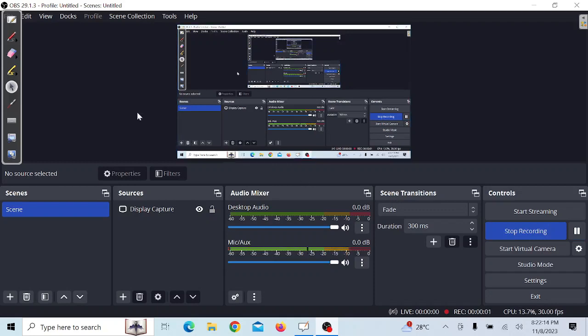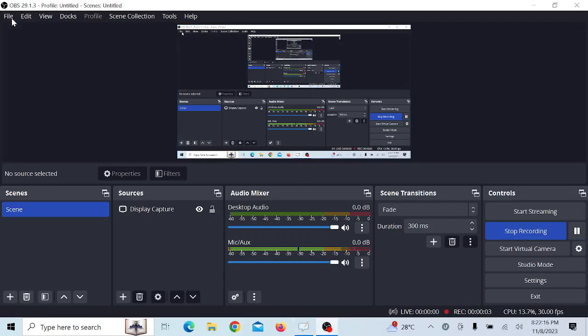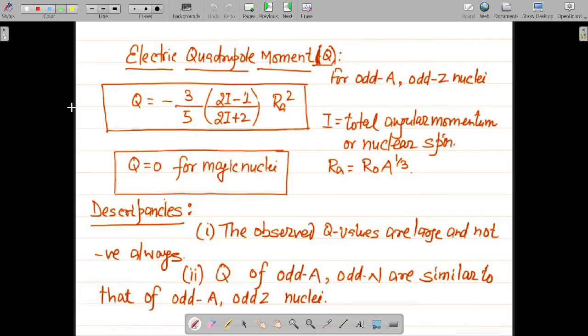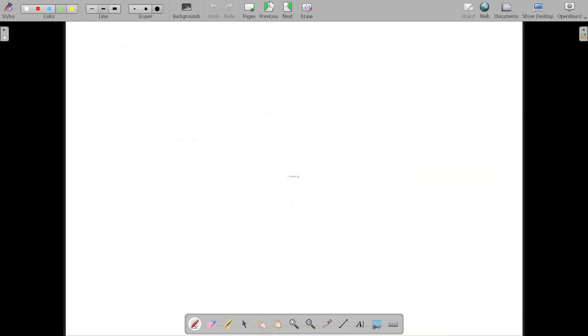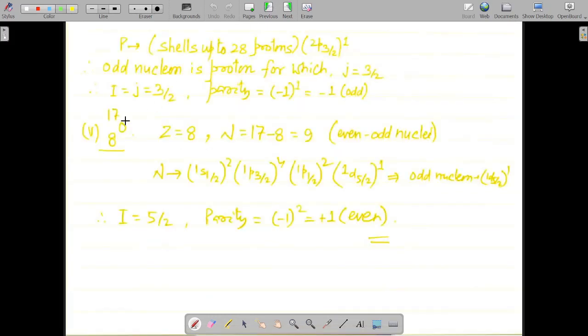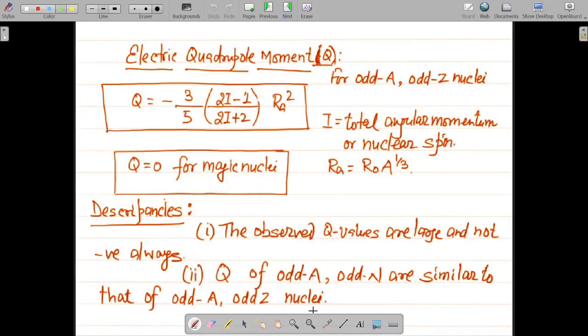Yes friends, let's move on towards our next topic of discussion, which is electric quadrupole moment and the derivation of electric quadrupole moment. There is no need to remember the derivation of electric quadrupole moment because usually it is not asked. Up to here we had already learnt how to find the parity and nuclear spin. Up to here we had already seen some problems. Now, what about electric quadrupole moment?